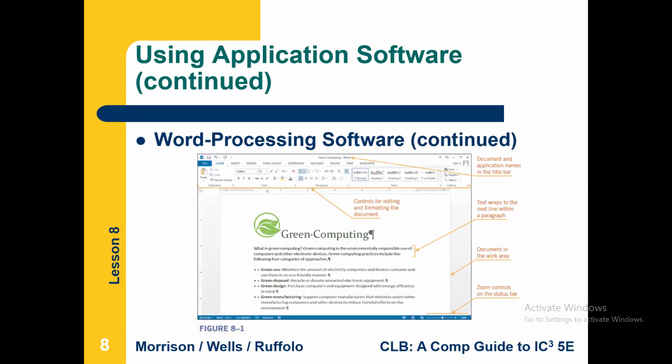If you look at it, this is how word processing software looks like. When you open it, the first thing that you see here is Word. If you don't name your document, by default it will be named Document 1. When you name it, the title of your document will be here. Over here, you could see that we named the document Green Computing. So the title will appear at the title bar. Then next to it are our controls, which we usually use for editing and formatting.